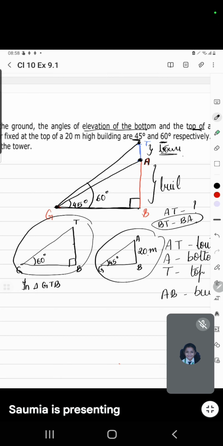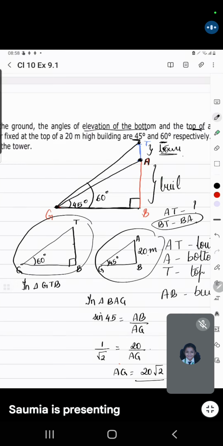Okay, so here I am going to take sine ratio. In triangle BAG, sine 45 is equal to opposite upon hypotenuse. Sine 45 क्या है? 1/√2. And AB is 20. I want to find out AG. Cross multiply, I will get AG as 20√2.